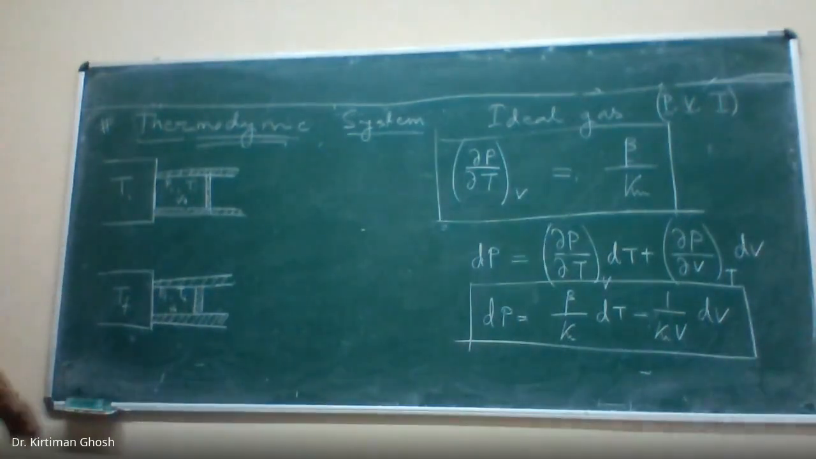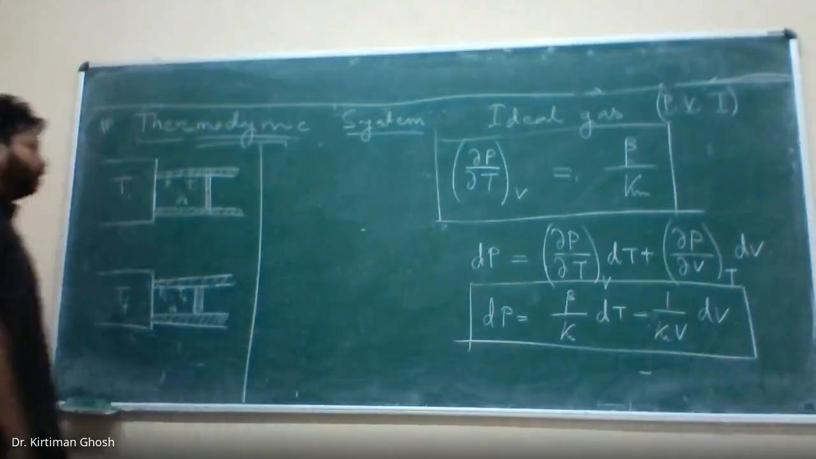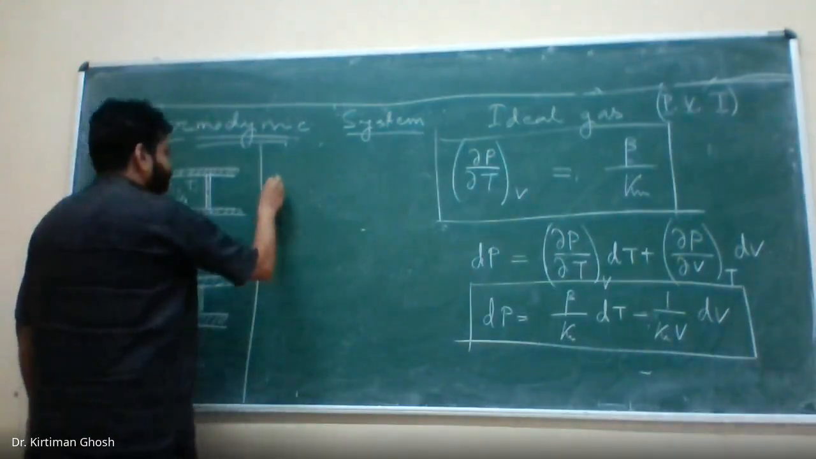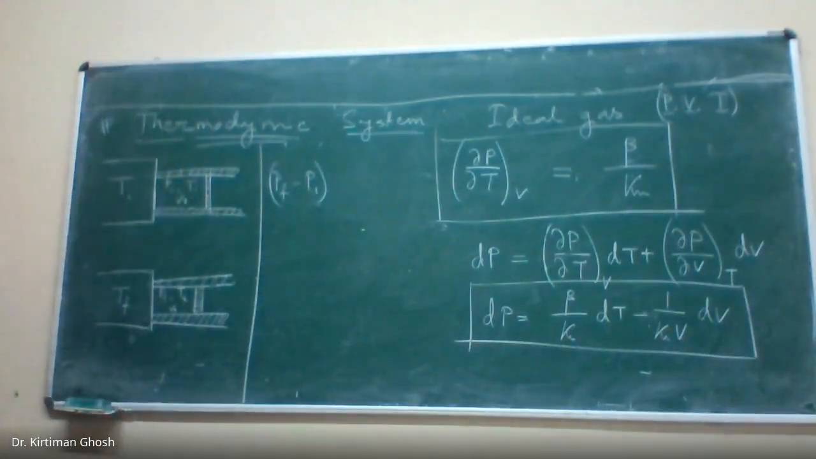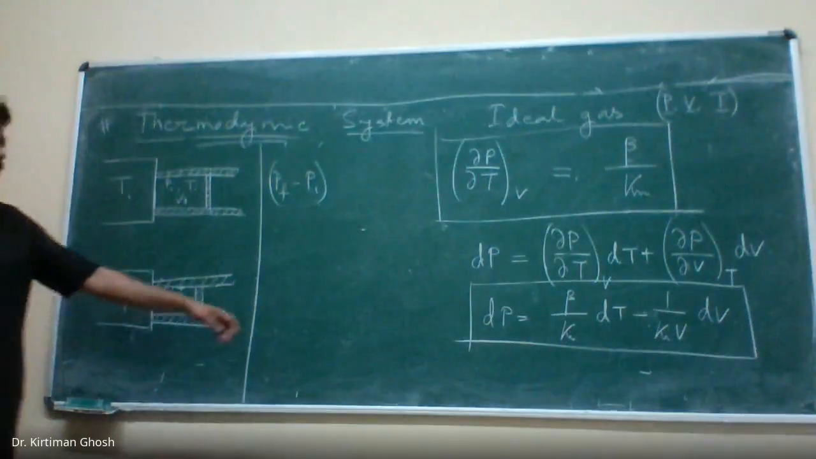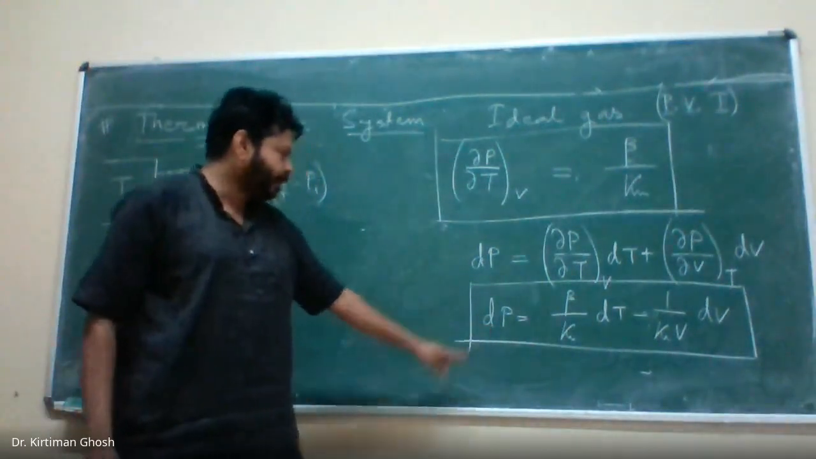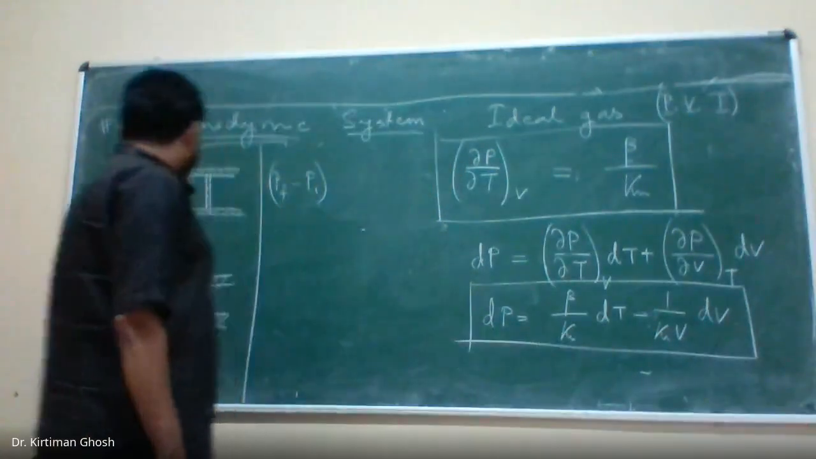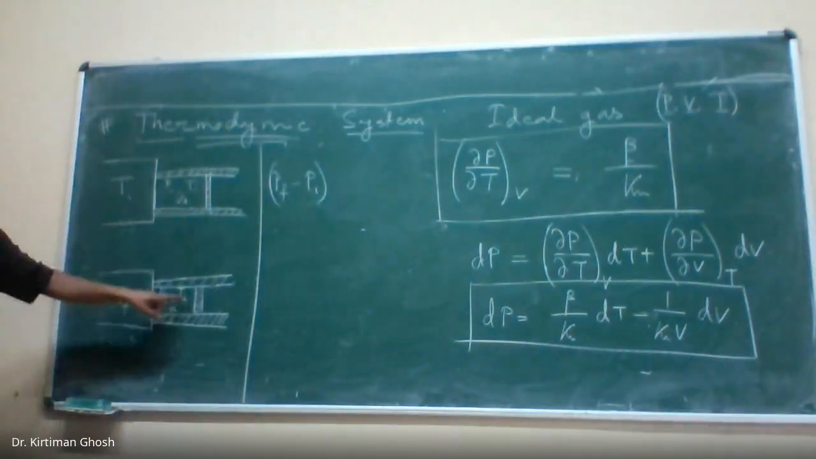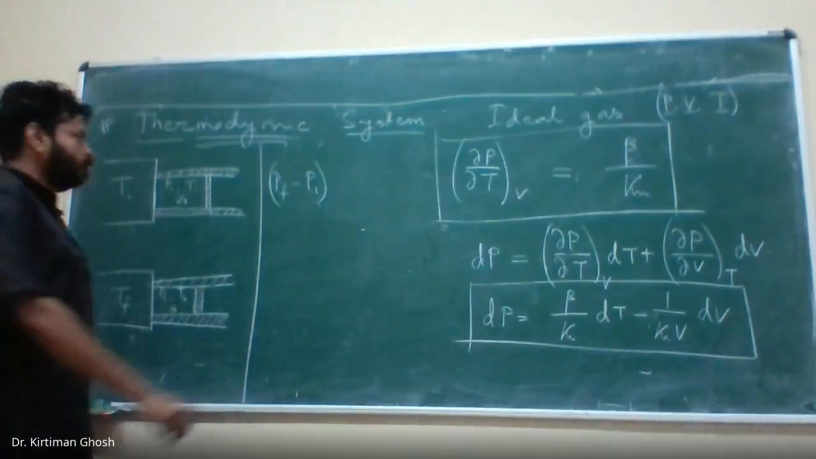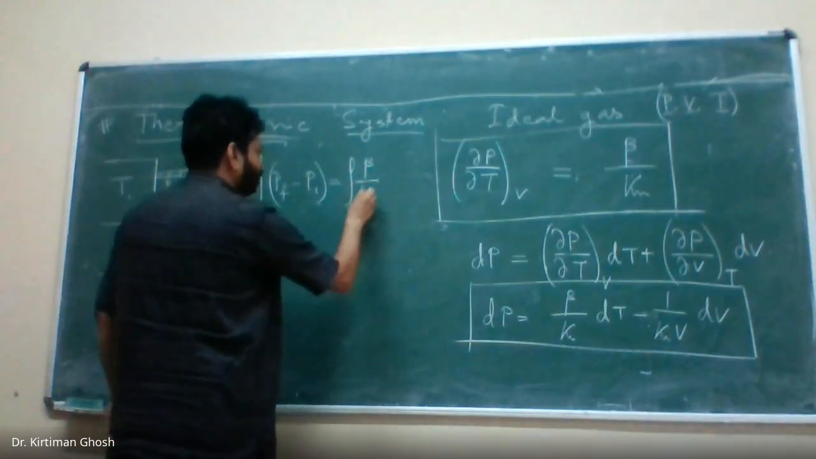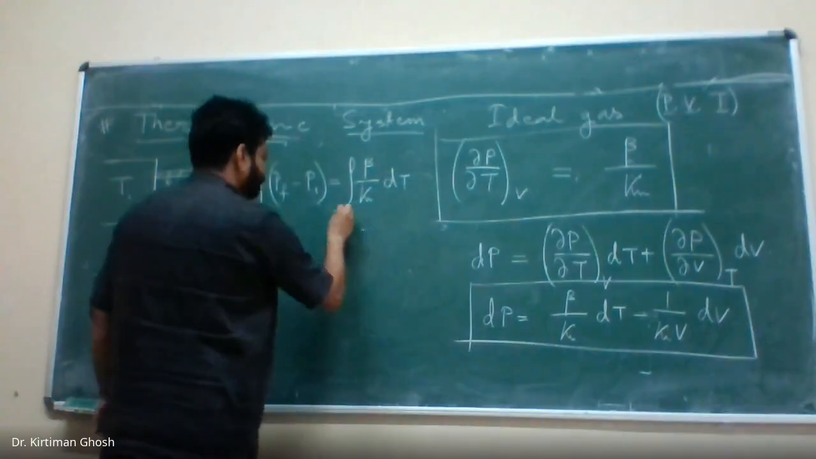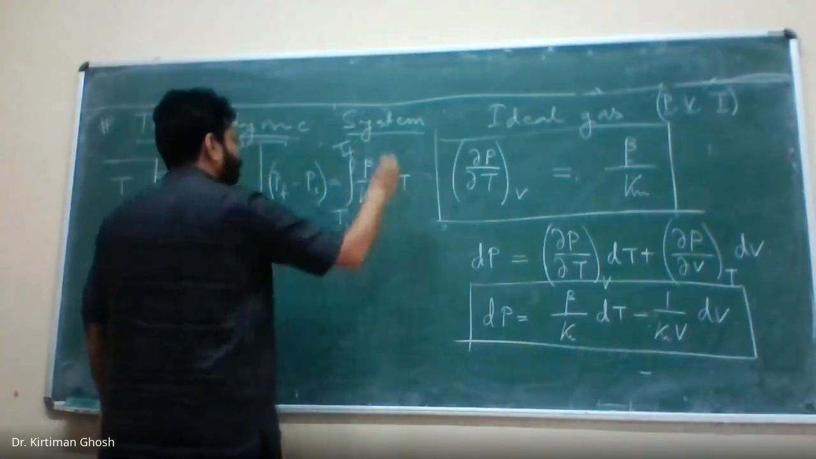This will happen. Now if I ask the following question, what is the change in pressure, Pf minus Pi, the change in pressure of this system? I can give the answer because I know the change in pressure dP as the temperature changes dT. Here the temperature is changing from Ti to Tf, and the volume is not changing, so dV is equal to 0. So this is nothing but the integration of beta by kappa dT from Ti to Tf.